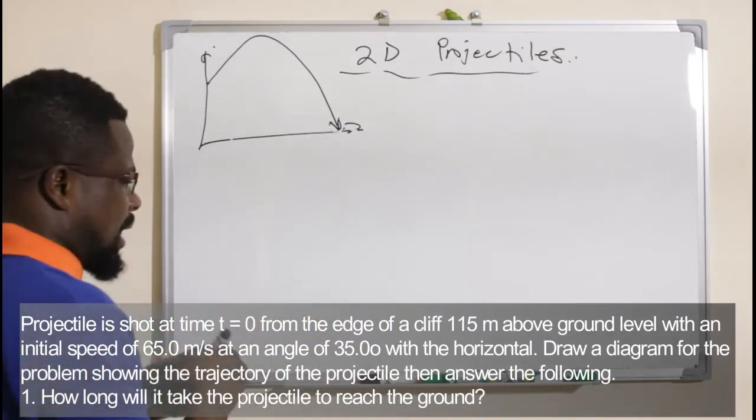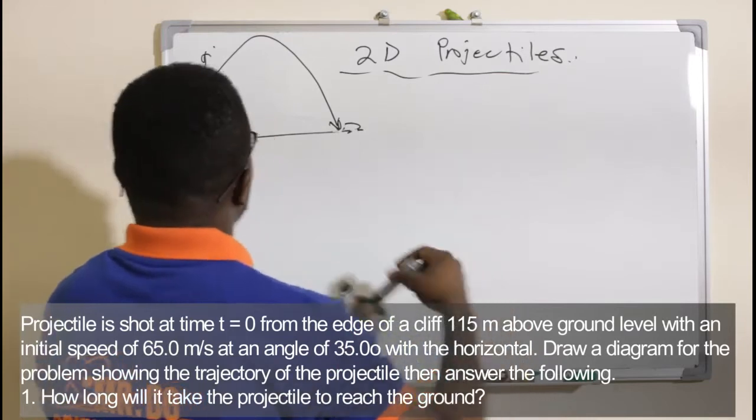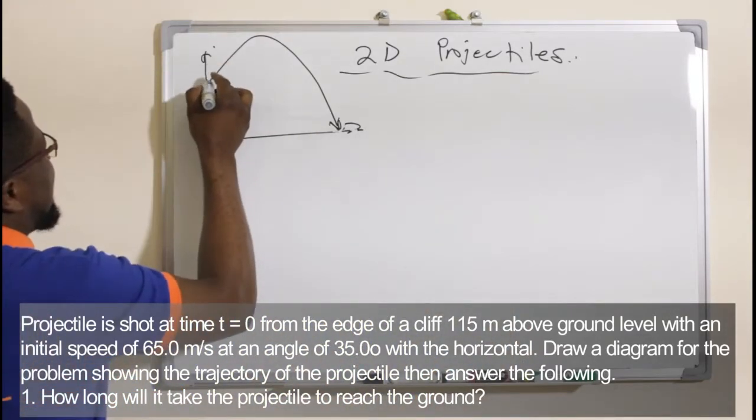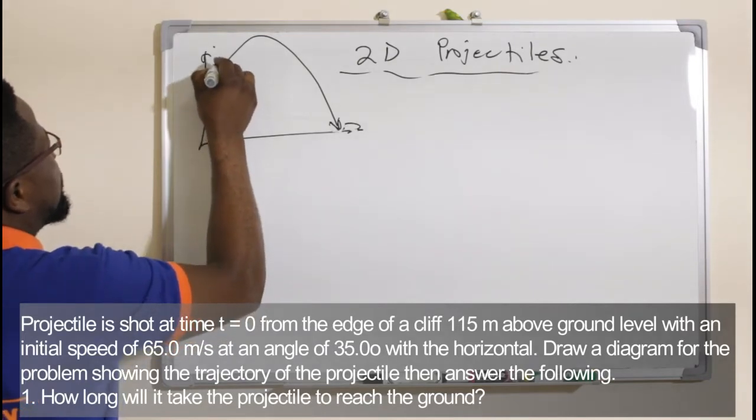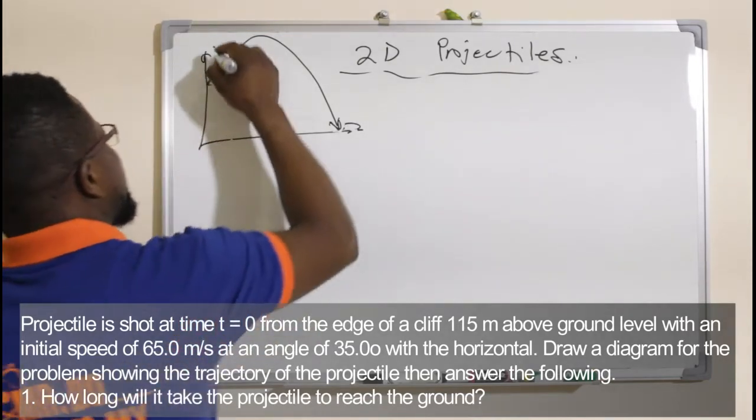And then we can see that we were told by the question that there is an initial velocity. So the initial velocity, pardon me, let me put it this way here so that you can see.